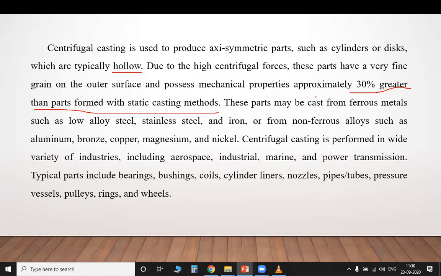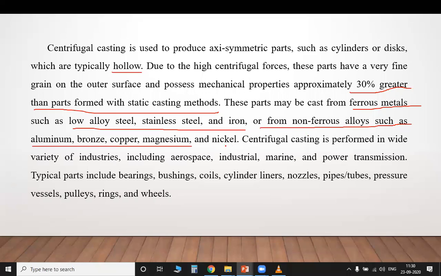These parts may be cast from ferrous metals such as low alloy steel, stainless steel and iron, or from non-ferrous alloys such as aluminium, bronze, copper, magnesium and nickel. So these are the materials which are used. Centrifugal casting is used in a wide variety of industries, including aerospace, industrial, marine, and power transmission. These are the areas where centrifugal casting is used.